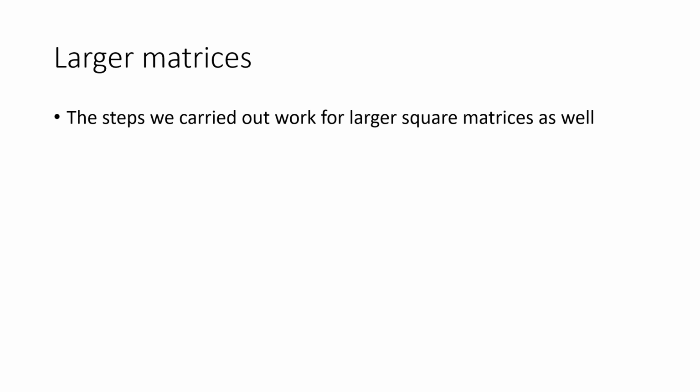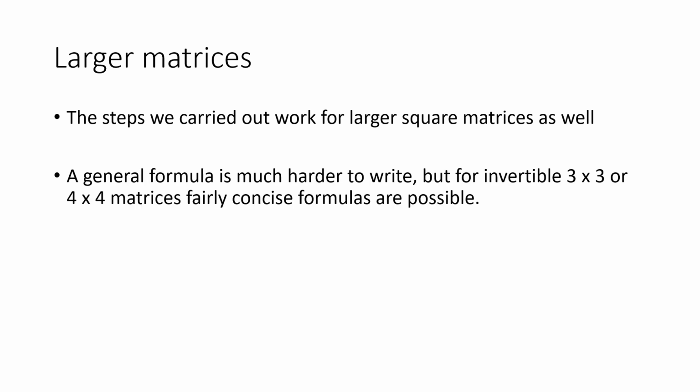And the steps we carried out in that process of putting the matrix on the left, augmenting the identity on the right, doing those calculations, that works for larger matrices as well. The problem becomes if the matrix gets very big, then the number of calculations and the number of steps in terms of carrying that out becomes pretty cumbersome. But the process does work. For the 3 by 3 or 4 by 4 matrices that are invertible, you can do that in general like we did with the 2 by 2, and you can write down fairly concise formulas that describe what happens in those cases.